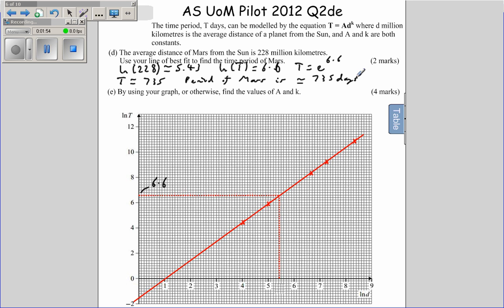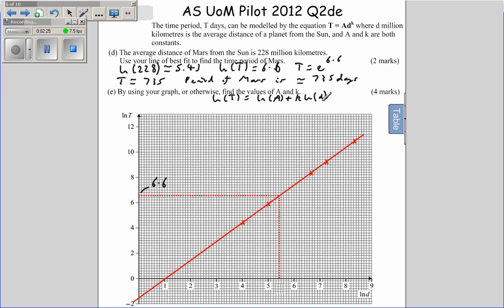For the next part of the question, we're asked to use our graph or otherwise to find the values of a and k. And we've already linearized this equation. If I write that down again, taking our original equation, we linearize it. We had ln of t equals ln of a plus k ln of d.